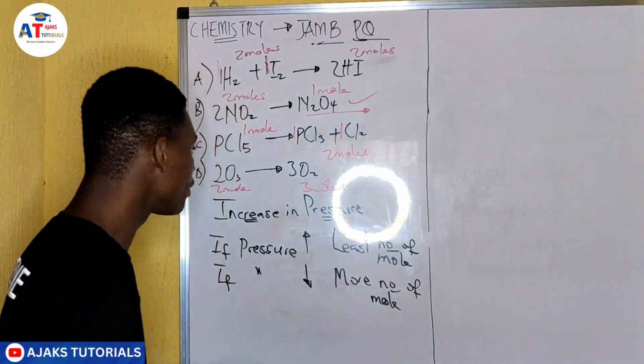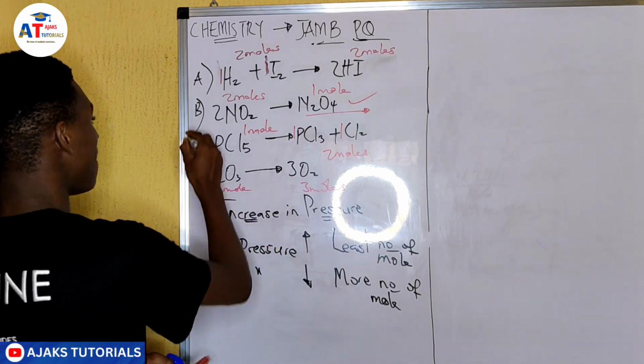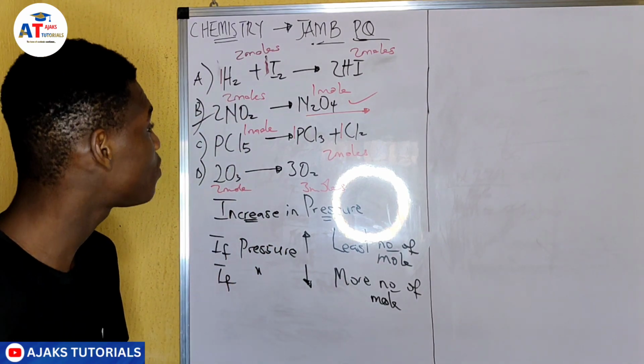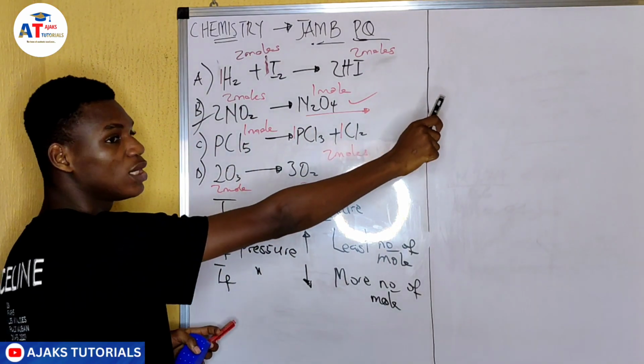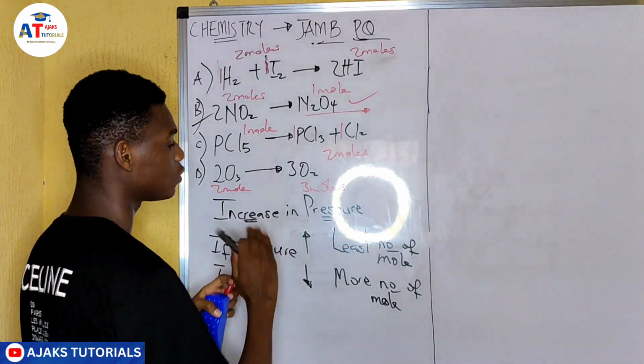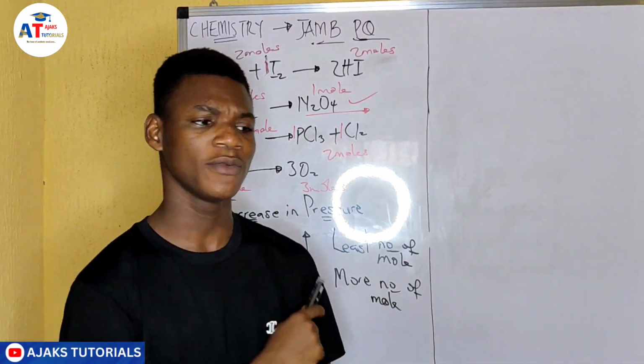Alright, so I believe we are clear. So the option is what? Option B. So option B is legit, yes. If I increase the pressure, it favors the forward reaction, that's towards the right. I believe we are clear. Alright, so let's move to the next question.